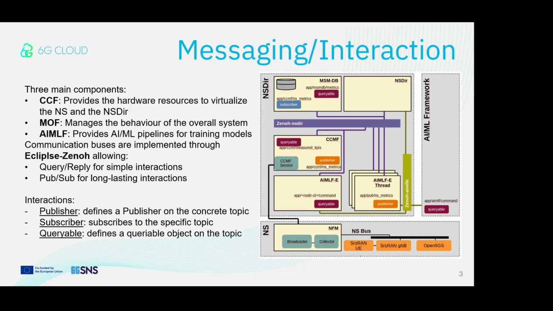The messaging configuration used for this demo is shown in the figure. The interactive elements in the demo scenario include the following. First of all, the publisher is an interactive element that defines a publisher on the concrete topic. In addition, the subscriber role defines an element that subscribes to the specific topic. Finally, the queryable operation defines a queryable object on the topic.